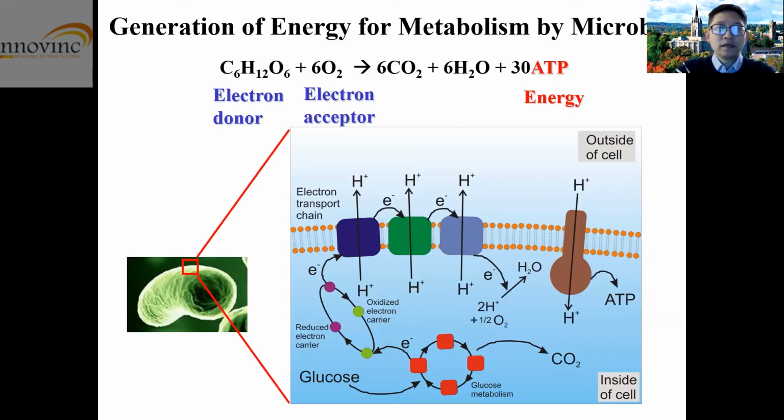For example, glucose goes through this reaction to generate ATP, to generate energy. So electron transfer is a fundamental mechanism for energy generation in any living systems.